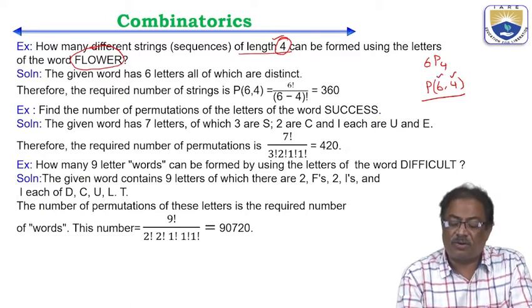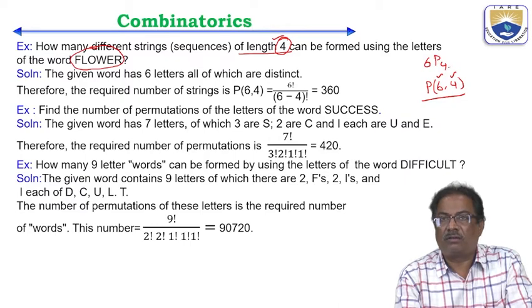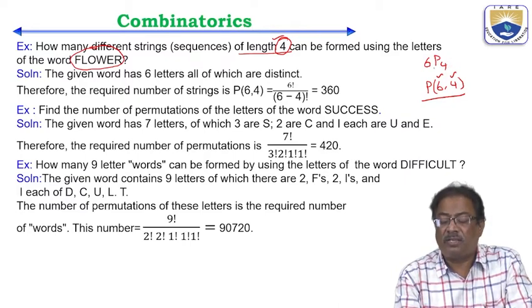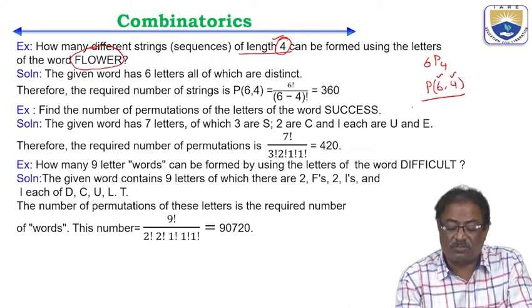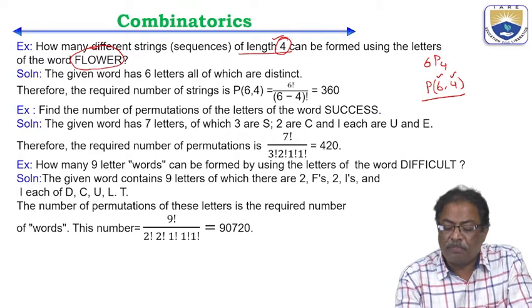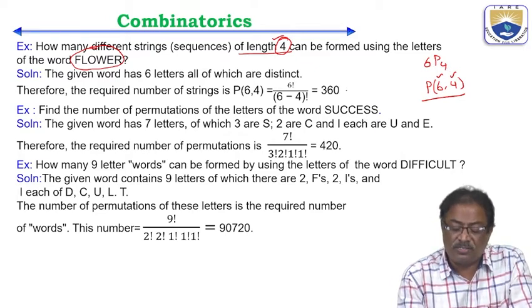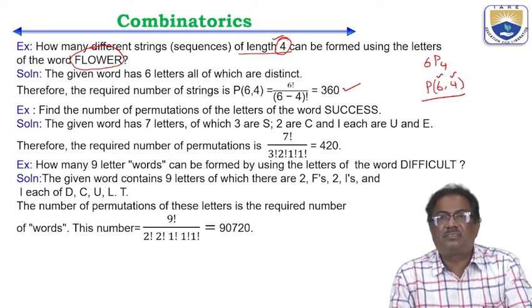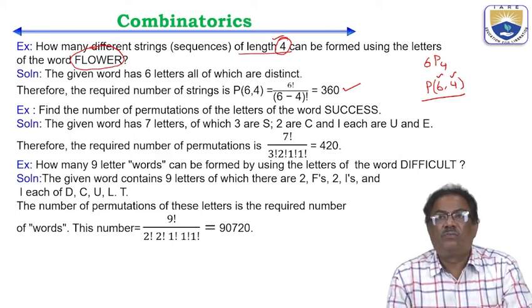We can denote it as nPr, where from n elements we select r elements. So here 6P4 is 6 factorial divided by 6 minus 4 factorial, which equals 360. That is the number of strings of size 4 that we get.